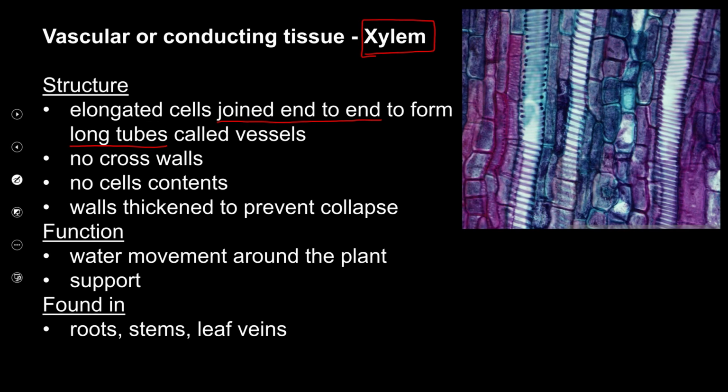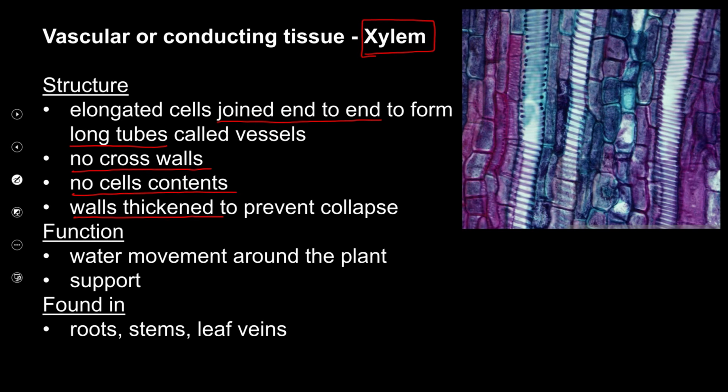To be able to transport substances, they're cells, but they don't have any cross walls because the walls would simply get in the way. They have no cell contents, because the cell contents, nucleus, vacuole, things like that, would simply get in the way. They also have walls that are thickened to prevent collapse.